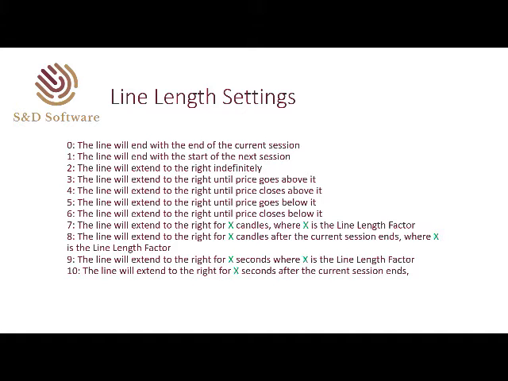7 is it will extend to the right for X number of candles, and X is your line length factor. That's the second setting that I showed earlier. 8, the line will extend to the right for X candles after the session ends, and X is your line length factor. 9, the line will extend to the right for X seconds. 10, the line will extend to the right for X seconds after the session ends.